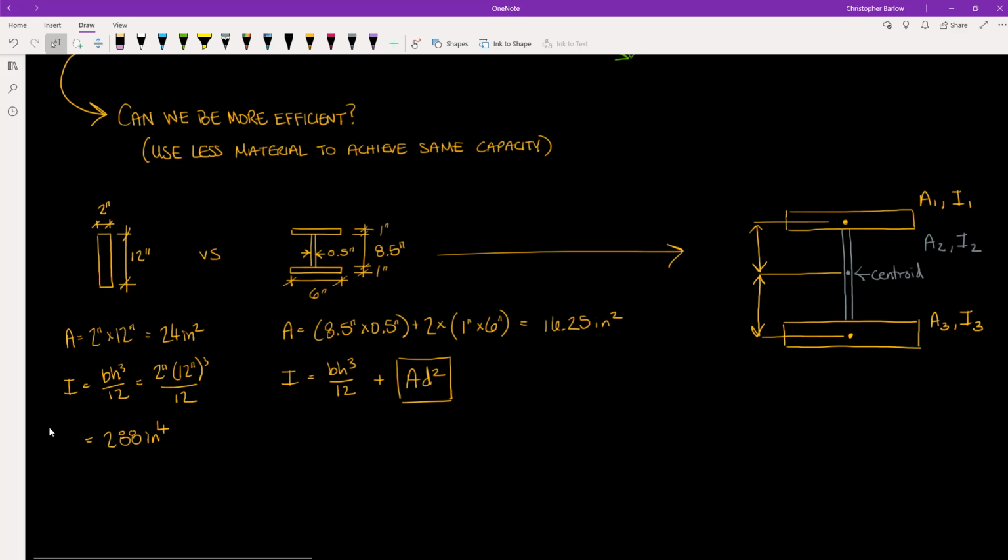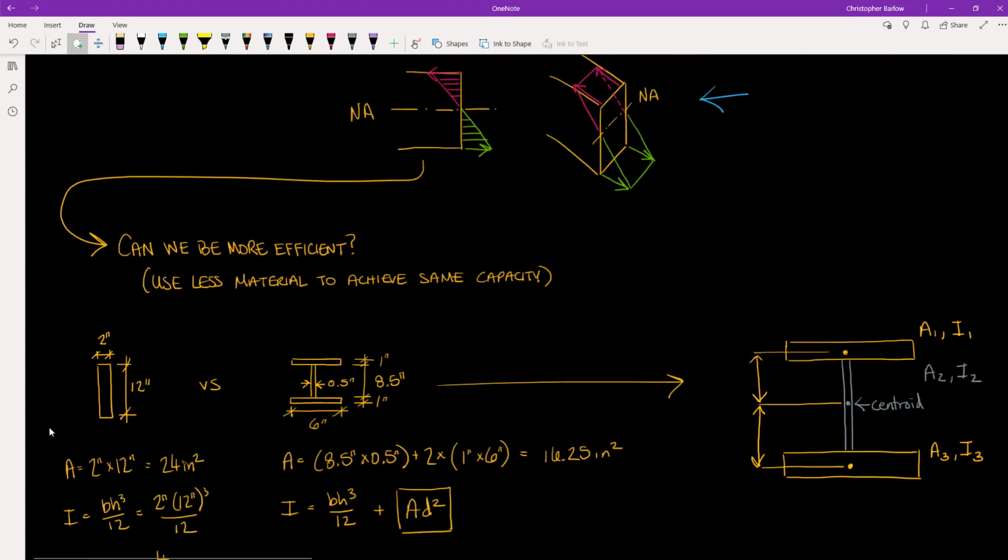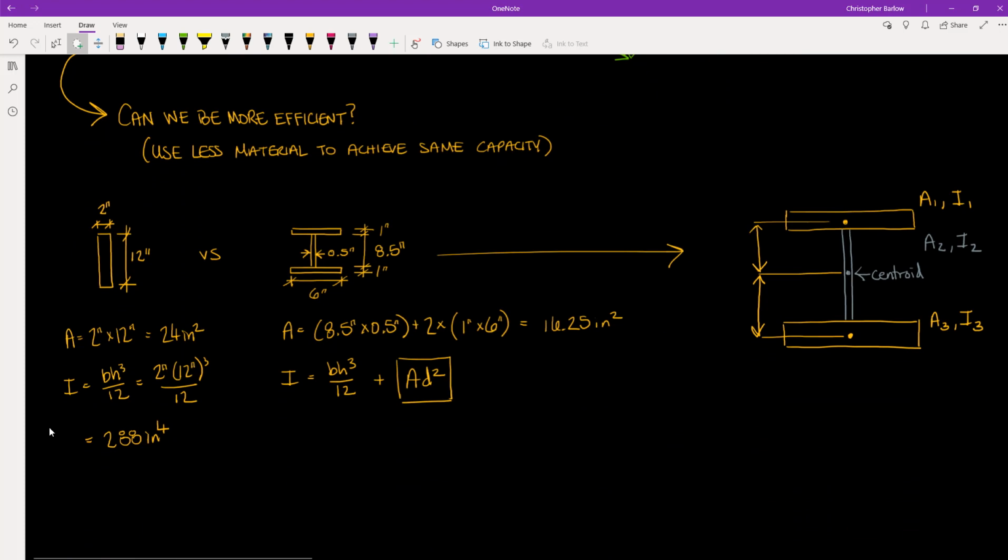So let's think about how we can be more efficient with our geometric shapes of our beams when resisting bending forces. And recall that with bending, we are primarily resisting these stresses at the outermost fibers of the member. And so if we can group more area at those locations, we can likely improve efficiency. And so let's take a look at that mathematically.